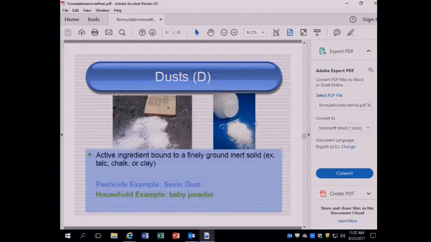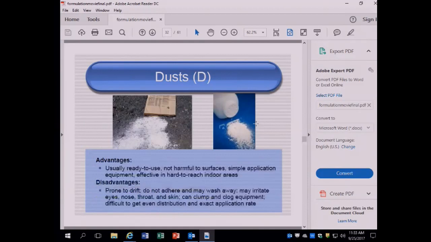A dust. It's an active ingredient bound to a finely ground inert solid. Its examples are talc, chalk, or clay. A pesticide example is Sevin dust. That's a formulation of Sevin that's bound on a finely ground clay or talc. Then a household example would be baby powder.